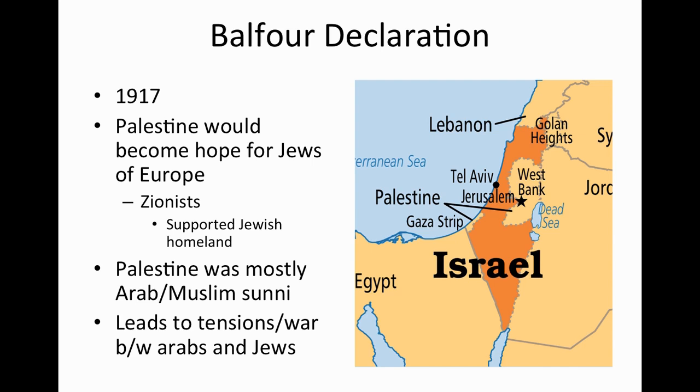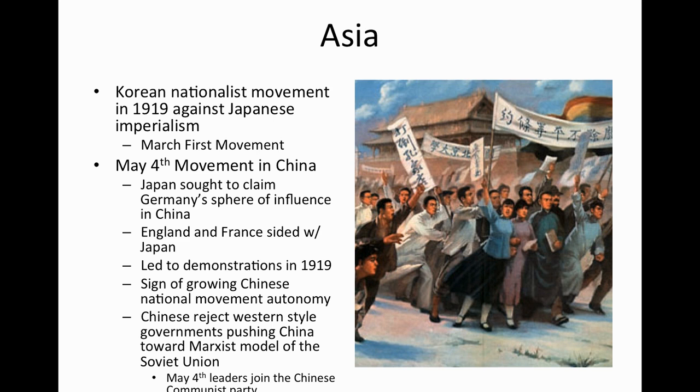So really, from 1917 on, you're going to have a lot of tensions in this region between Jews and Arab Palestinians, which still continues today. All right, what about Asia? There were also some nationalist movements in Asia.